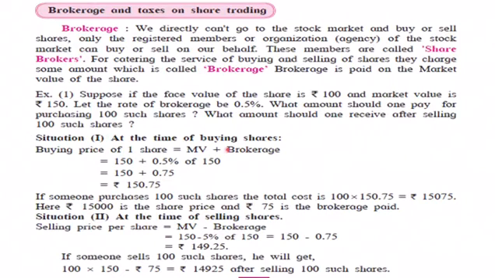So, at the time of buying shares, buying price of one share is market value plus brokerage. Market value is rupees 150 and brokerage 0.5% of 150. So it is 0.75 plus 150. So buying price of that share is 150.75. If someone purchases 100 such shares, the total cost is 100 into this buying price of one share. It is 15,075 rupees. So rupees 15,000 is the share price and rupees 75 is the brokerage paid.